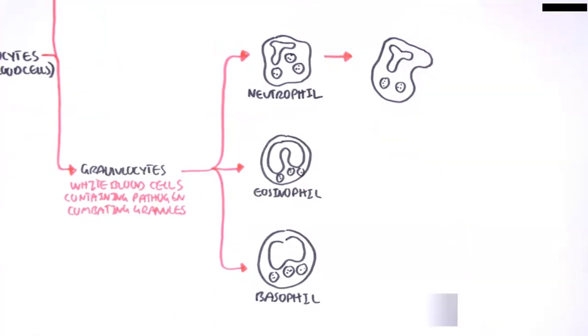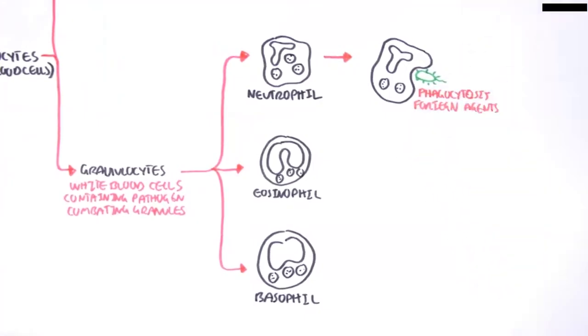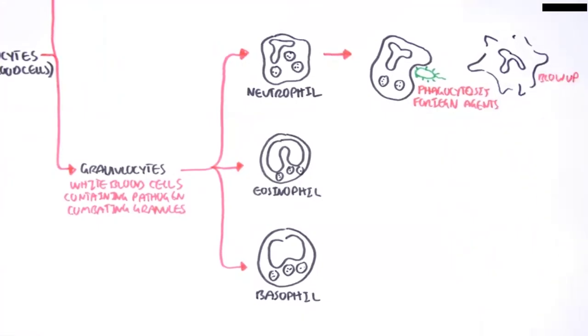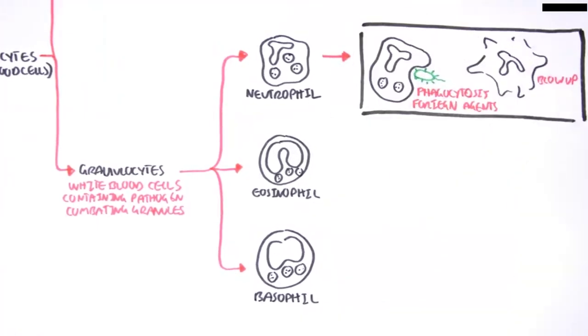The neutrophils' main function is phagocytosis of foreign agents, such as pathogens. In the process, they will burst, and so they're quite dangerous and highly inflammatory.